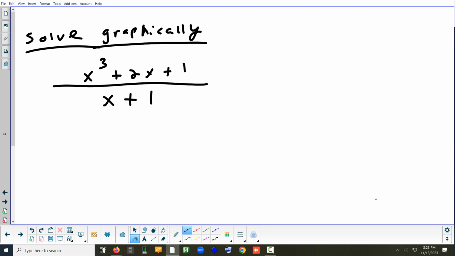Okay. All right, so this one is a little more complicated because it's got a cubic in the top. When we deal with ones that are cubics or higher, it's usually going to say to solve graphically. So first, before we type it in though, what's the degree of the top? The highest exponent? 3. What's the degree of the bottom? 1. What's that a difference of? 2.